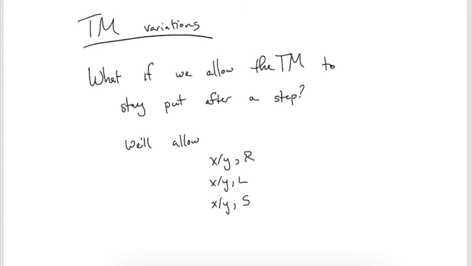So I'm going to call it a Turing machine that stays, all right? I don't mean it always stays, but sometimes, if you want, it can stay put in one step. And this might be useful for some things. I don't know if any of the examples we've done so far, I'm not sure that really would have been very useful to allow the machine to stay put.